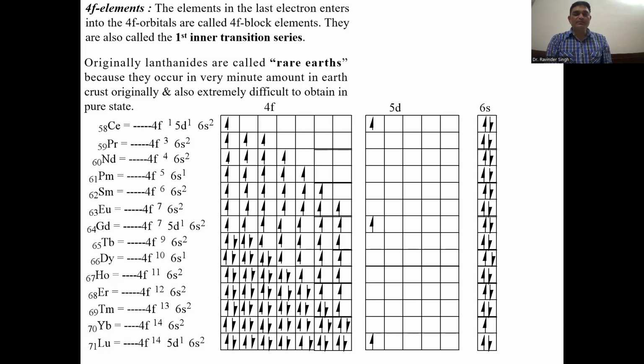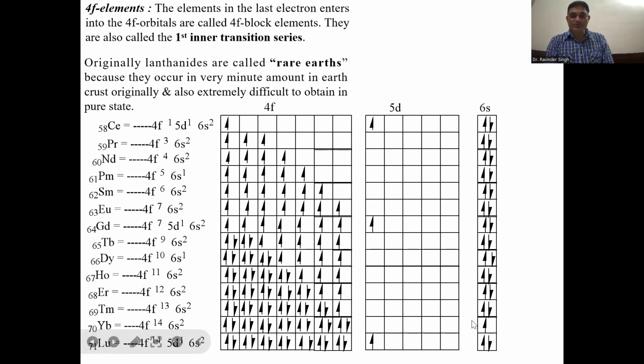Here are some basic facts. For example, you can see here in the case of gadolinium, why does gadolinium show the +3 oxidation state? The common oxidation state of all these f block elements is +3, right? But why does it show +3? Because after losing these 3 electrons, it acquires the half-filled stable configuration.